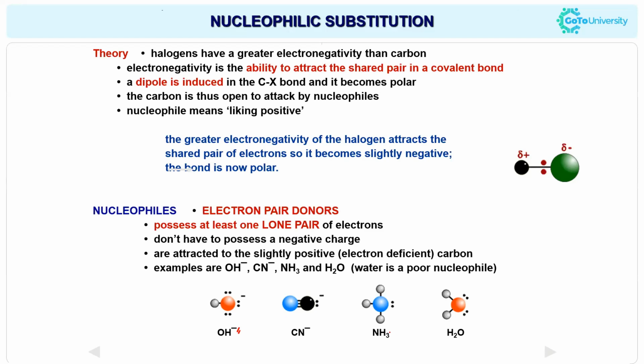If you come to NH3, this is not negatively charged, but still ammonia is a nucleophile. Why? Because in ammonia, nitrogen contains a lone pair of electrons, and that lone pair is able to be donated to some other species. So they are also nucleophilic. Coming to water, the oxygen has two lone pairs of electrons, which can be donated to some other species. So water also acts as a nucleophile. This is the nature of a nucleophile, and this is how they act.